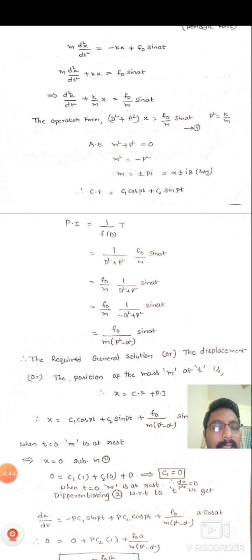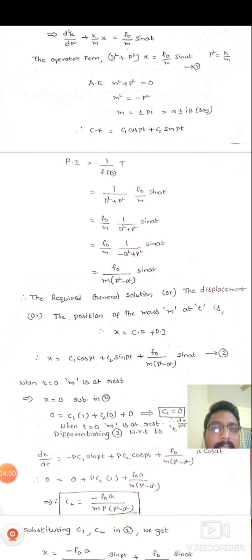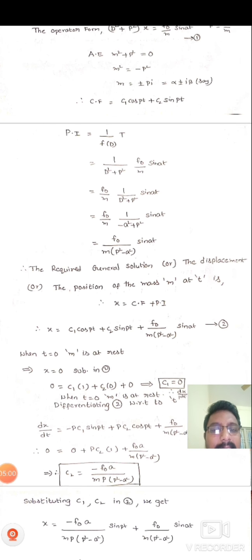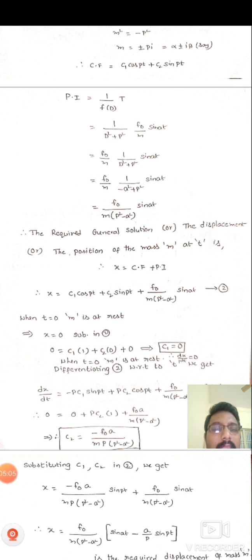Hence the displacement or the position of the mass at any time t is given by x is CF plus PI. So it is the complete solution, or the required displacement or position of the mass at any time t, which is given by x equal to CF plus PI. That is, x is c1 cos pt plus c2 sin pt plus f naught by m into p square minus a square sine at. Let it be equation number 2.